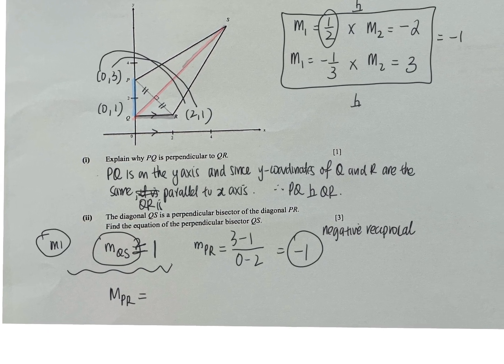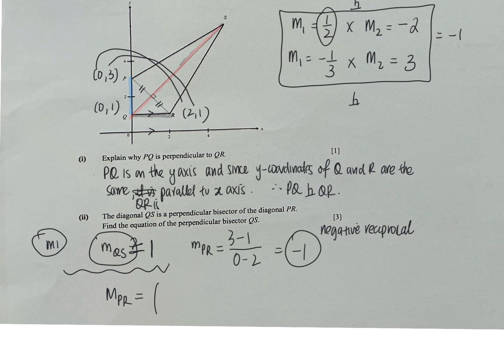Okay, second mark is the midpoint of PR. So I add the 2x coordinate divided by 2, I add the 2y coordinate divided by 2. So I end up having (1, 2). Yes, because I need 1 point.